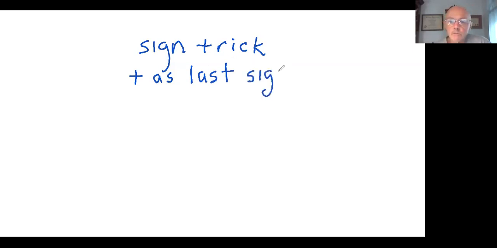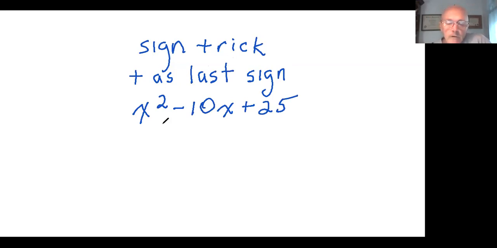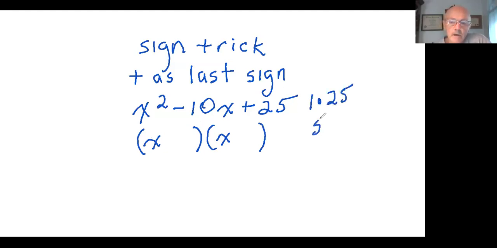So let's start with something like this. Let's take x squared minus 10x plus 25. I am assuming you're at the point where you can pretty much figure out the numbers that you would place in the two parentheses below. To get the x squared, by now you should know x times x. And then we look at the 25. Now we could either do a 1 times 25 or a 5 times 5 to get a 25.